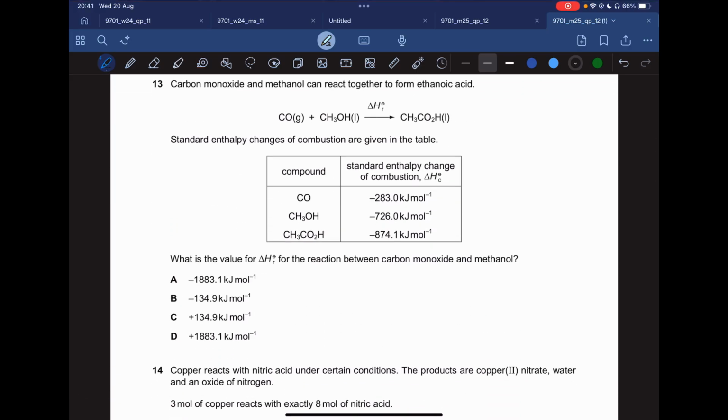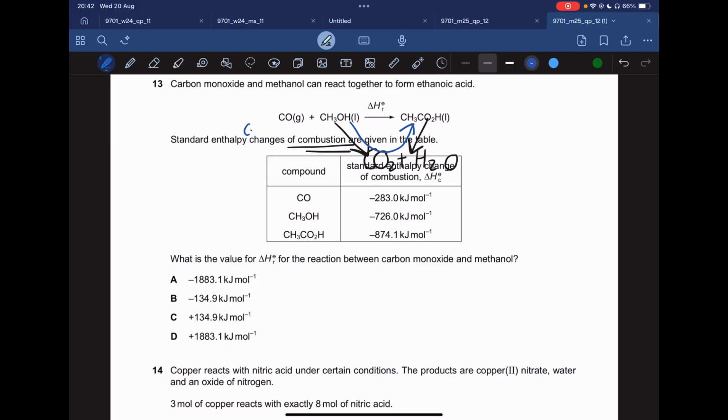Okay, 13. We have carbon monoxide and methanol reacting to form ethanoic acid. The standard enthalpy change of combustion. Remember, for combustion, we are always forming carbon dioxide and water, and we have both our arrows going down because we are going from the carbon monoxide to your ethanoic acid. So let's just put all our values together.